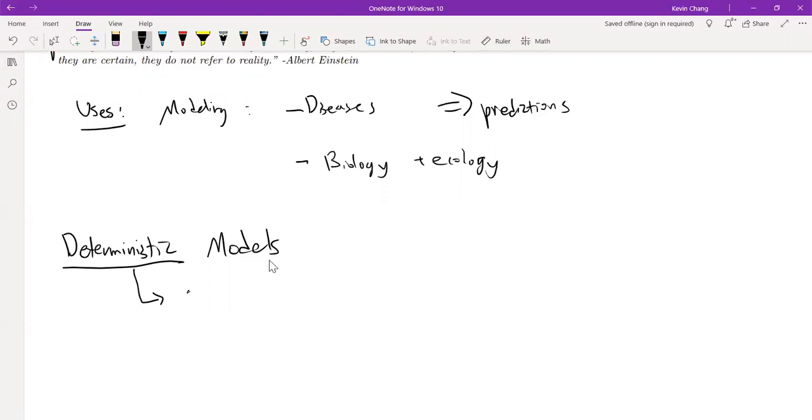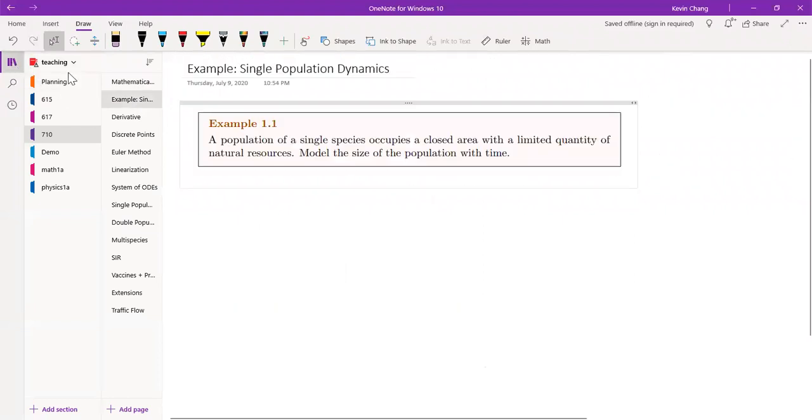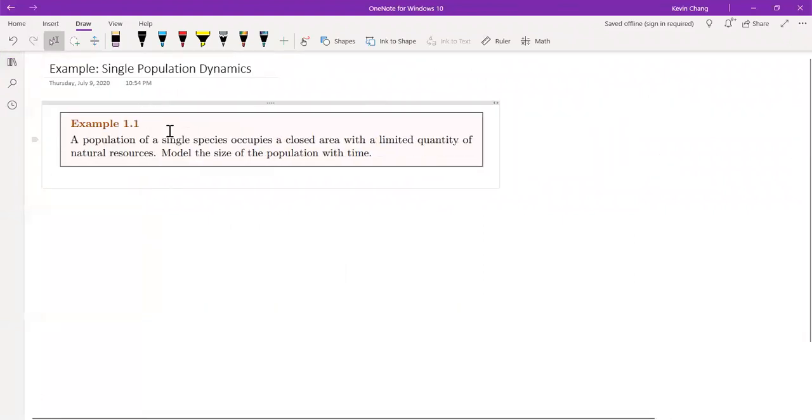So that's where it comes from. It comes from the word determined. I'm sure there's a Greek root for it that they both share, but essentially it means that we are determining exactly what is going to happen. Of course, it's not going to be exactly with reality, but it's going to be exactly in our model. So I'm going to give us a simple example, and we're going to understand how we can produce models from real world problems.